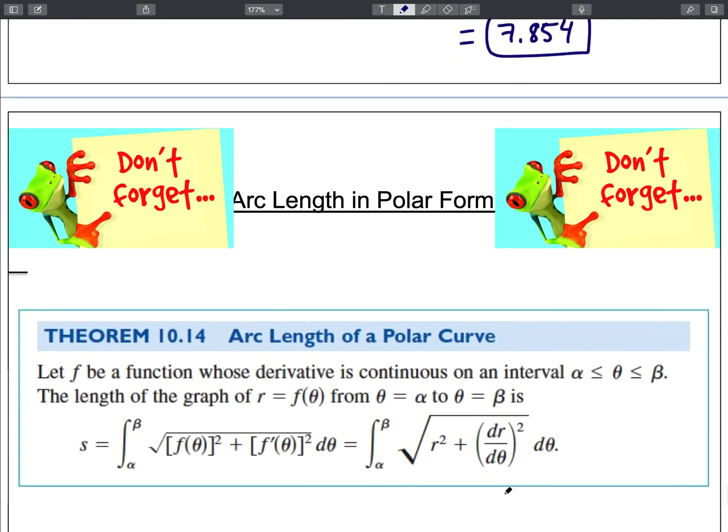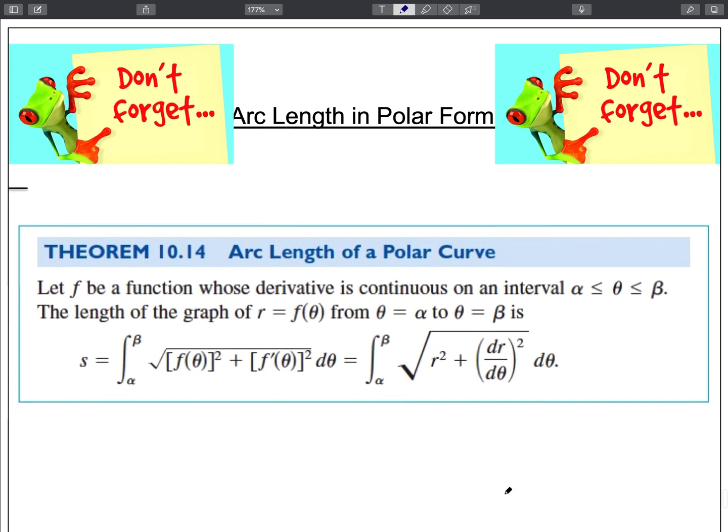Okay, the last thing that we have for you is arc length in polar. So at this point now we have arc length in rectangular, which we saw in the warm-up, kind of on purpose. We have arc length in parametric, which we saw. And then last but not least, we have arc length in polar. So it does look familiar. It has an integral. It has a square root.